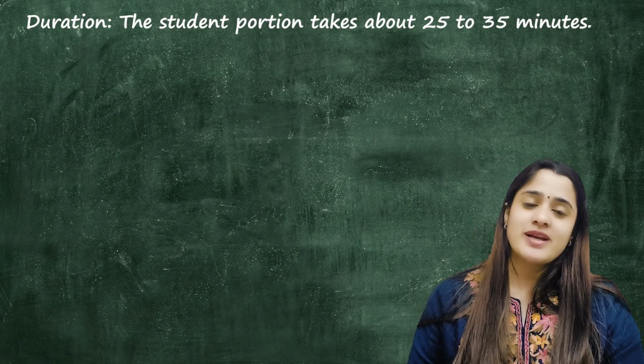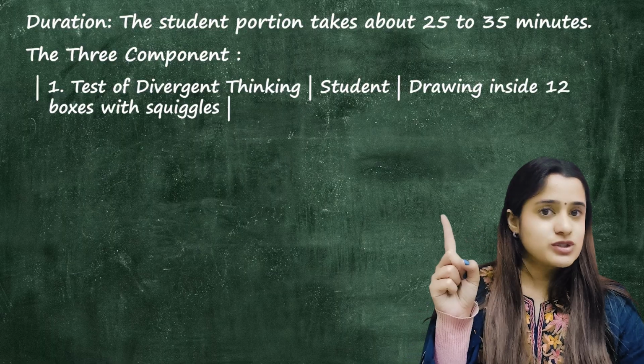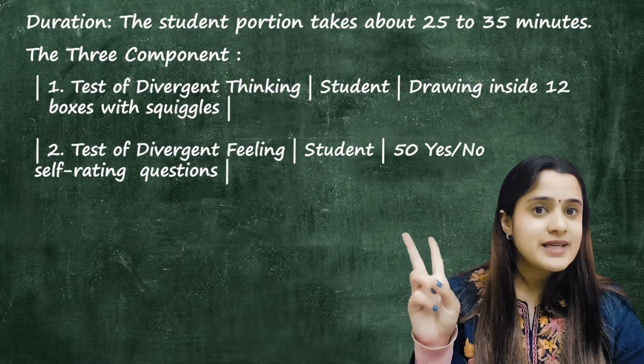Now, the CAP is unique because it isn't just one test, it's a packet of 3 tools. The student portion takes about 25 to 35 minutes. The 3 components are the test of divergent thinking, the test of divergent feeling, and the Williams scale. The most famous part is the test of divergent thinking.